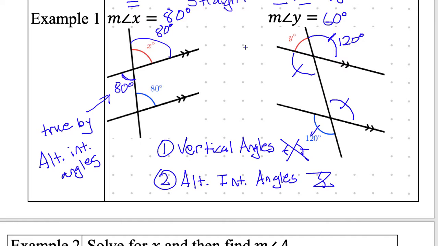Is that class procedure, Mr. Sindo? Yeah, that's a 10 next week.